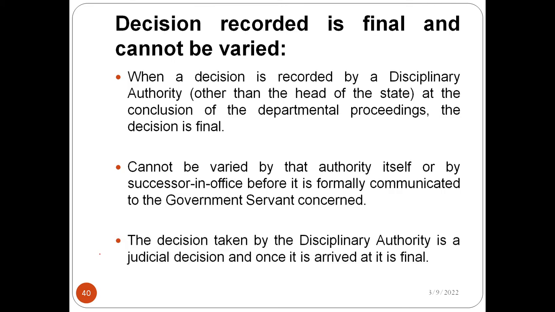The decision taken by the disciplinary authority is a judicial decision, and once it is arrived at, it is final. The decision taken by the disciplinary authority other than the head of the state is final, and it will not be varied by that authority or by the successor in office before it is formally communicated to the government servant or the charged official. Once it is arrived at, it is final.